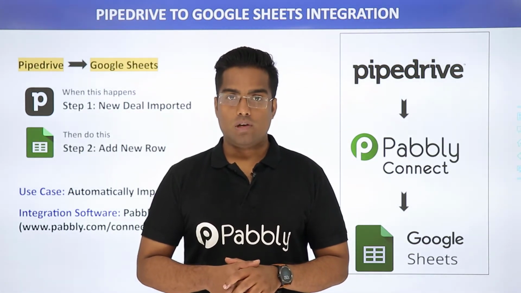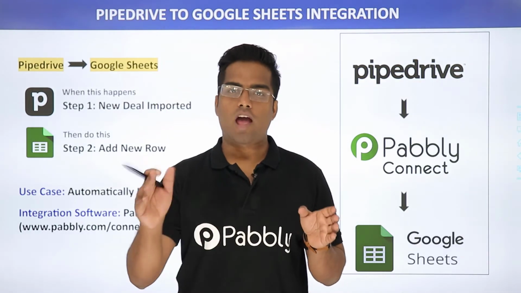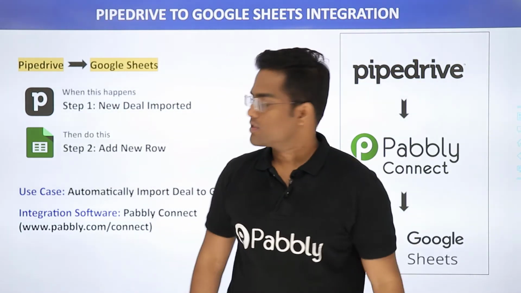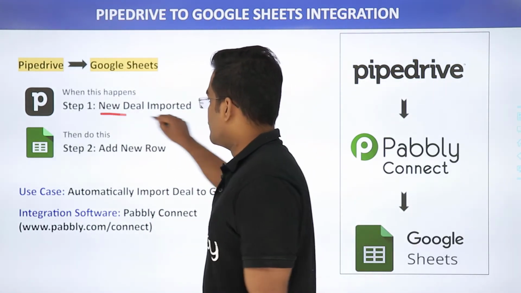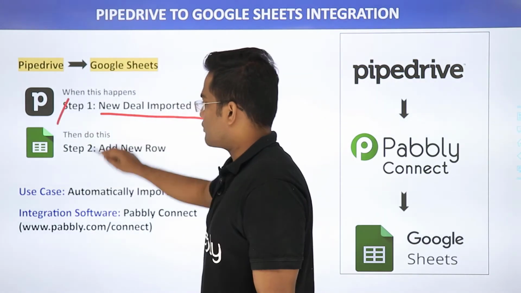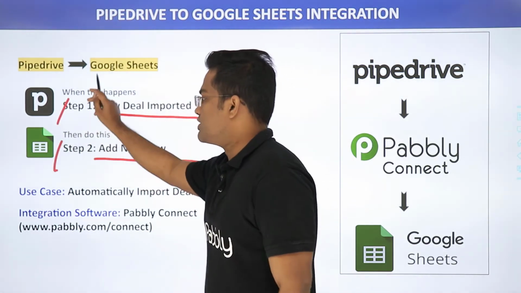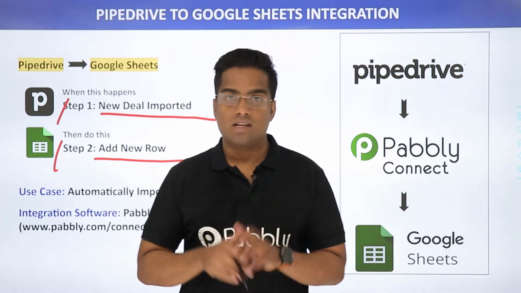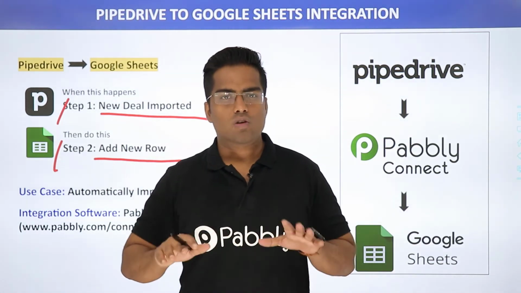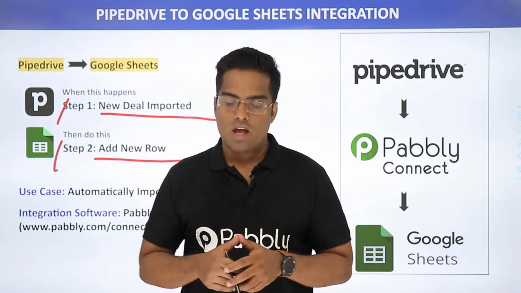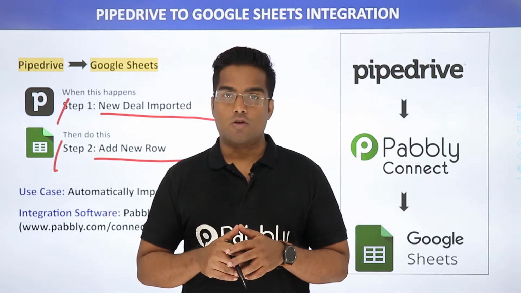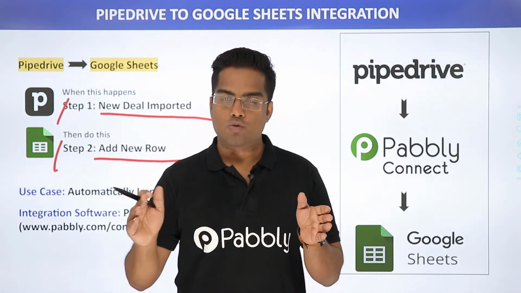So in this video we will learn how to integrate Pipedrive and Google Sheets. Our use case is pretty simple. When a new deal is imported in Pipedrive, it will automatically add a new row in Google Sheet. Now Pipedrive is an excellent sales CRM software and Google Sheet is an awesome spreadsheet program. So what we are going to do is send the data from Pipedrive to Google Sheets.